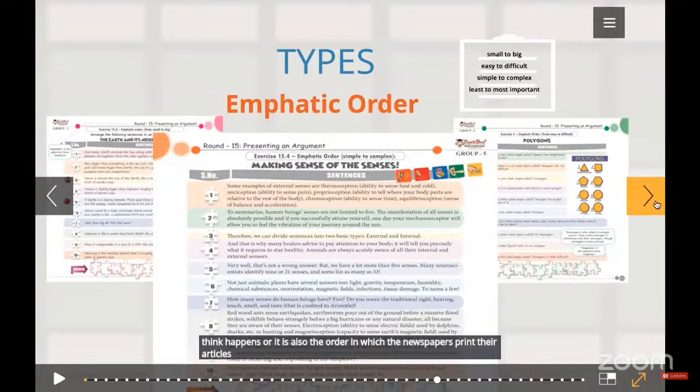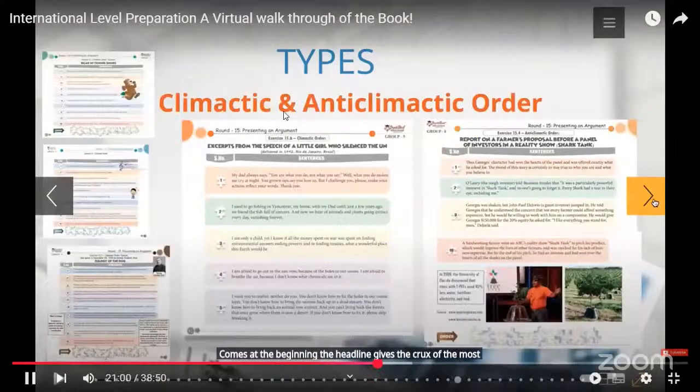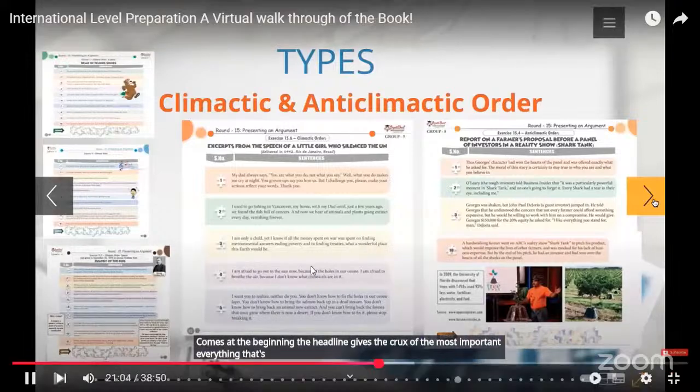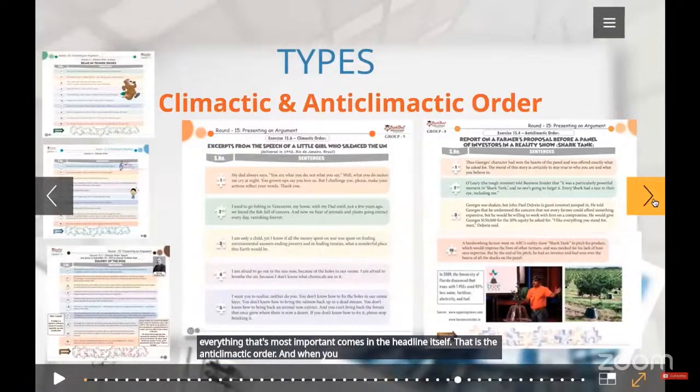The most important one comes at the beginning. The headline gives the crux of the most important. Everything that's most important comes in the headline itself. That is the anticlimactic order. And when you read through the article, you will actually find that events are described in the decreasing order of importance. That is the anticlimactic order.